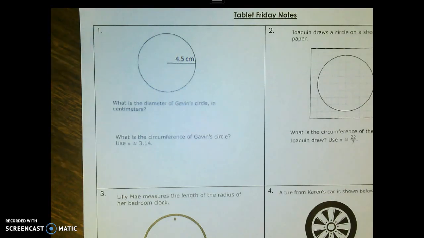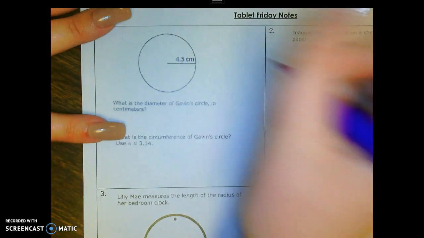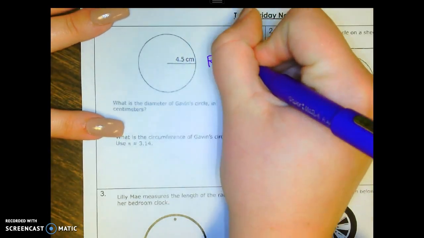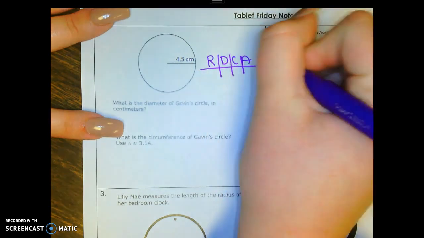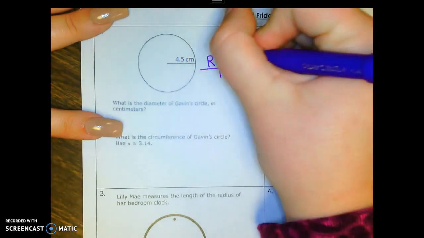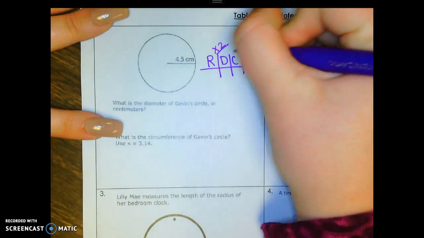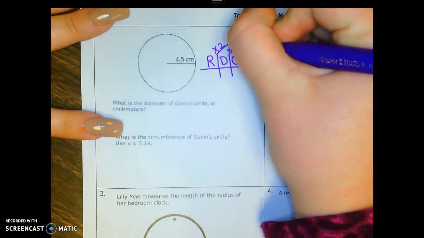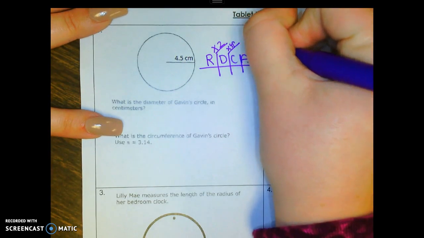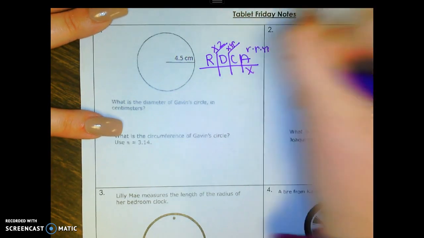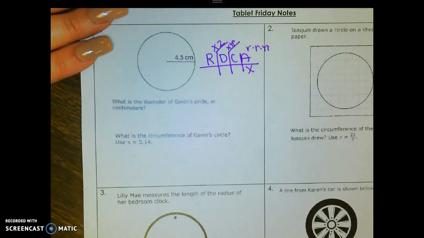So remember, anytime you see a circle, I automatically want you to write an RDCA chart, or really dumb circles always chart, okay? Now remember to write times 2, diameters times pi. We use 3, remember? And then areas r times pi. But we're putting an x there because we're not looking for area yet. So I want to know the diameter.